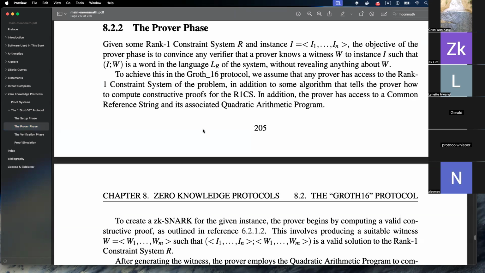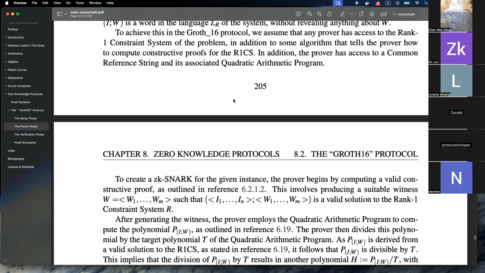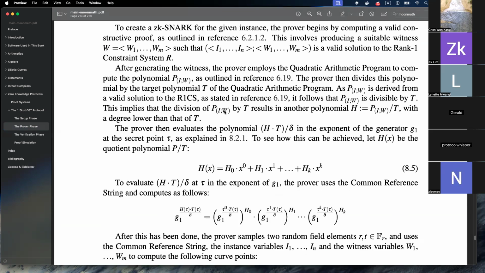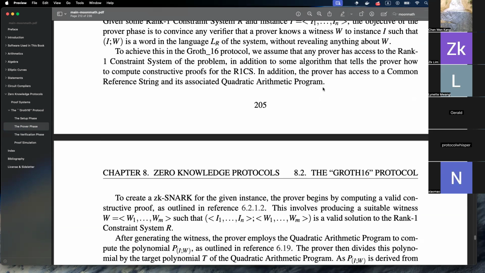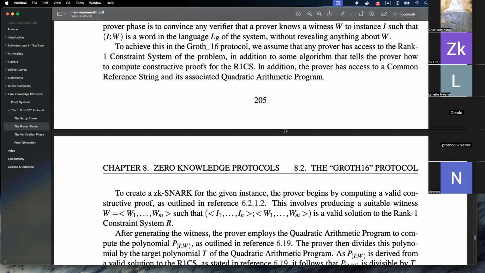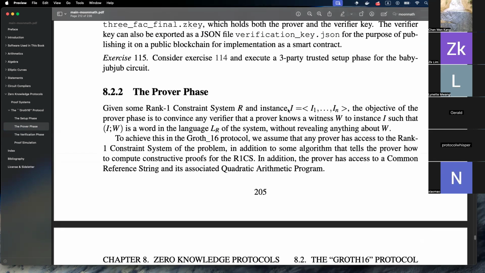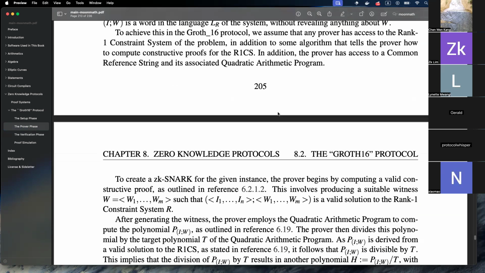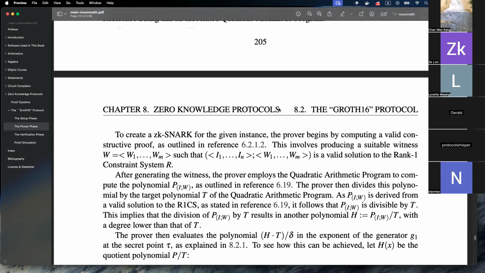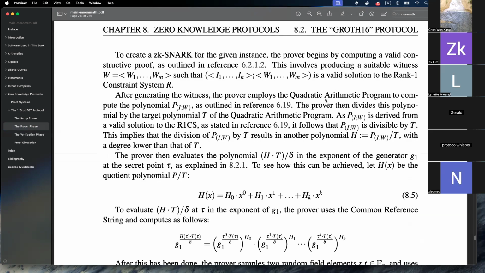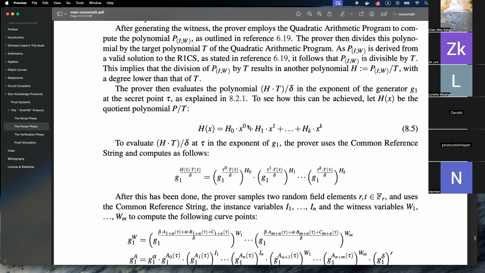Okay, so let's go to the proof phase. The proof is essentially a function that accepts R, CRS, I, W: the R1CS, the common reference string, the instance, and the witness. In this proof phase, you'll essentially start the proof generation. You have some statement you want to prove, and here is where you do it. I'll go through this a little bit.